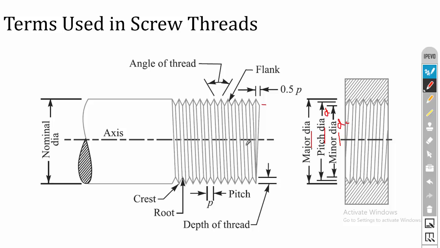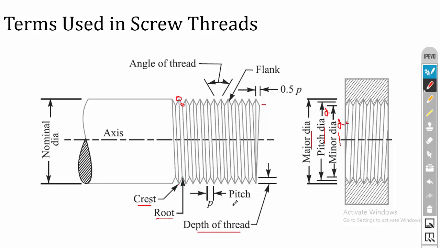The average between the major diameter and minor diameter is called the pitch diameter, and it is denoted by small d. In the thread profile, the outermost point is called the crest. So this point is called the crest, and the bottommost or innermost point is called the root. Just like a tree root, the bottommost point is called the root. The vertical distance between crest and root is called the depth of thread.